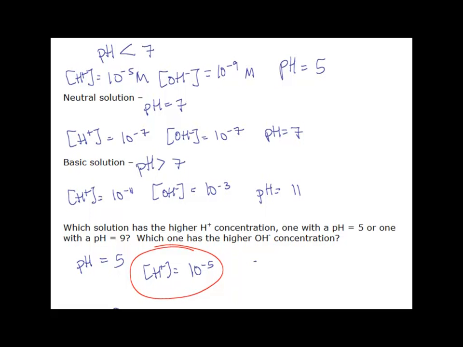Let's look at the hydroxide ion concentrations now. We need the exponents to add up to negative 14, so negative 5 plus negative 9 gives you 10 to the negative 14th. Do the same thing down here, 10 to the negative 9 plus 10 to the negative 5th. So the higher hydroxide ion concentration is in the solution that has a pH of 9.